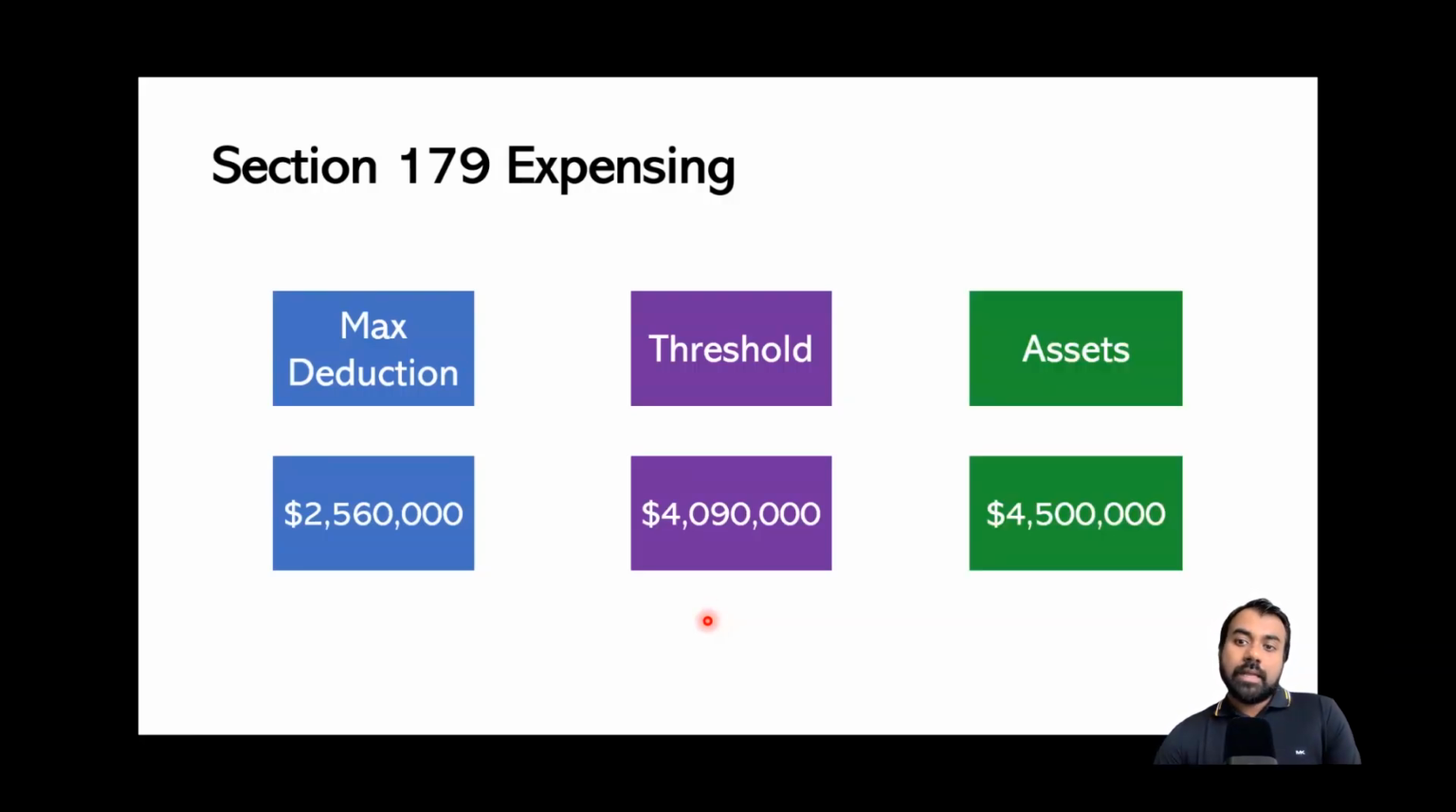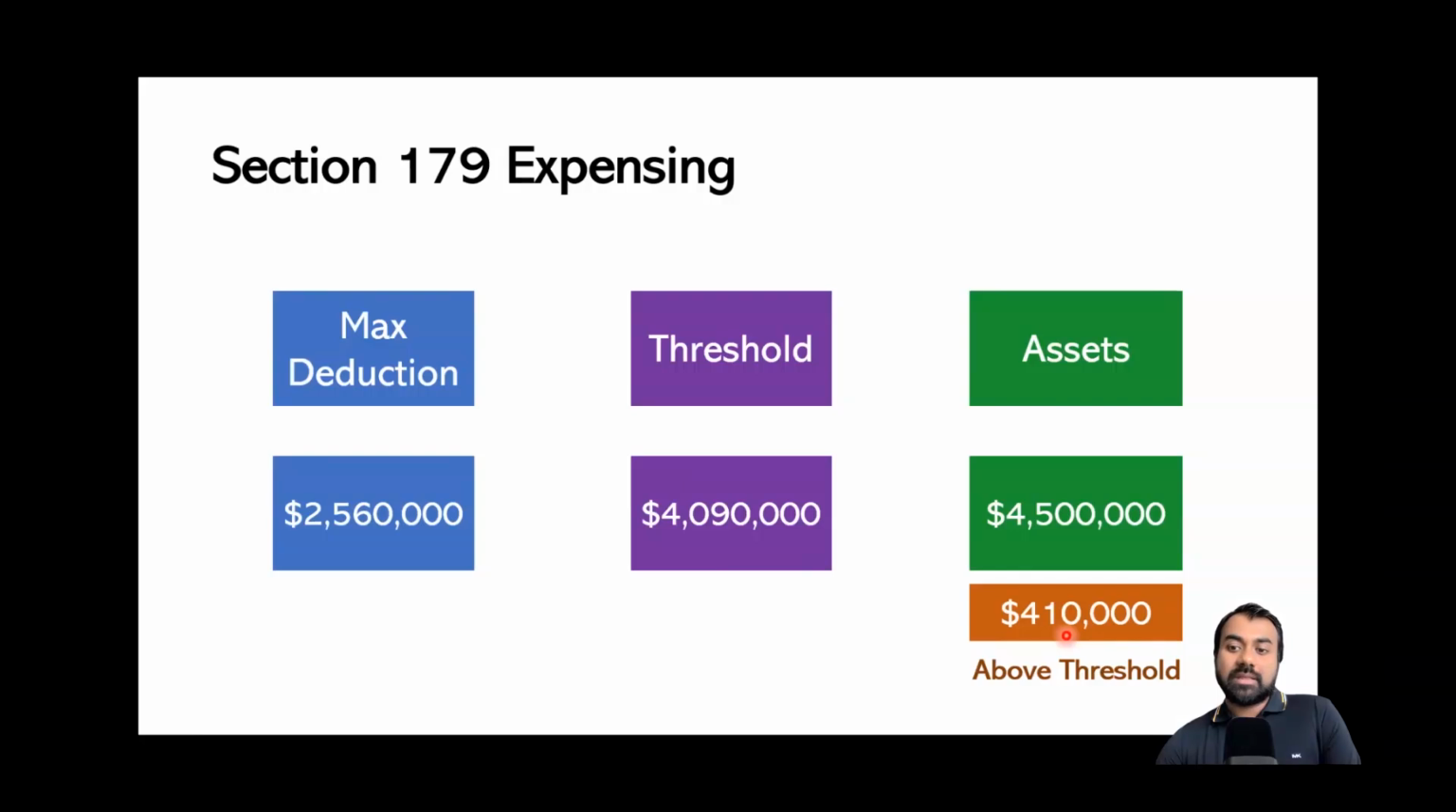Now, let's think about one example where the amount of assets that was placed in business is 4.5 million. This 4.5 million is clearly above the threshold amount. Let's figure out by how much the amount of assets that we put in our business is above the threshold amount. If we do the math, it's $410,000. That's above the threshold.